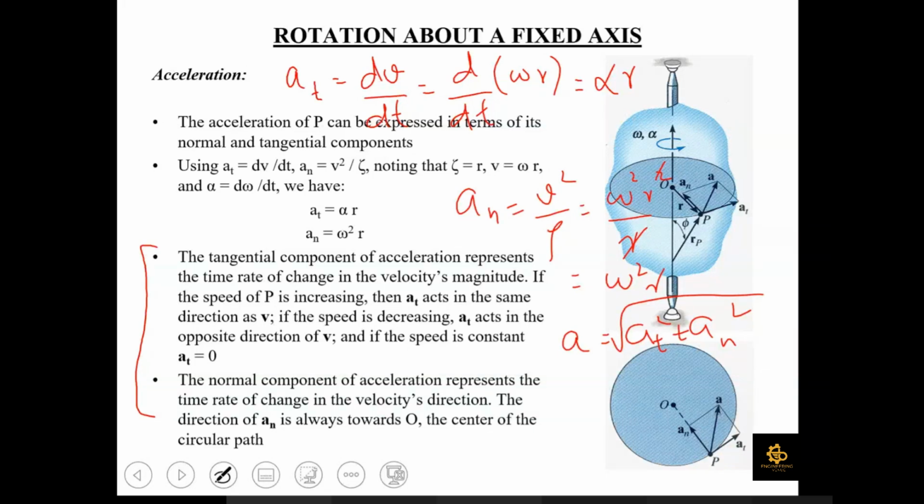whereas the normal component of acceleration वो किस तरफ होता है? Towards the center. So the normal component of acceleration represents the time rate of change in the velocity's direction, and it is always directed towards the center, that is towards the point O, जो कि आपका center of circular path है. Okay, ये तो scalar बातें आ गई कि acceleration vector scalarly it would be at vector plus an vector. At का scalar magnitude alpha r आ गया, an का scalar magnitude omega square r आ गया. Okay, moving on to the vector form.